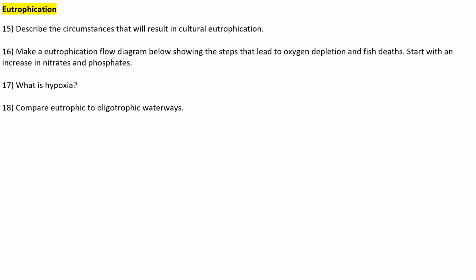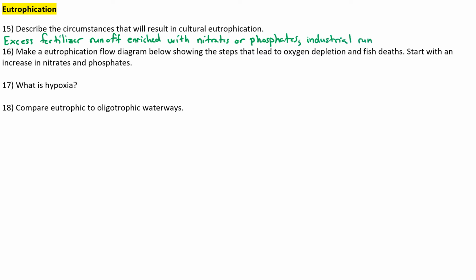Number 15. Describe the circumstances that will result in cultural eutrophication. So, excess fertilizer runoff, enriched with nitrates or phosphates, as well as industrial runoffs.